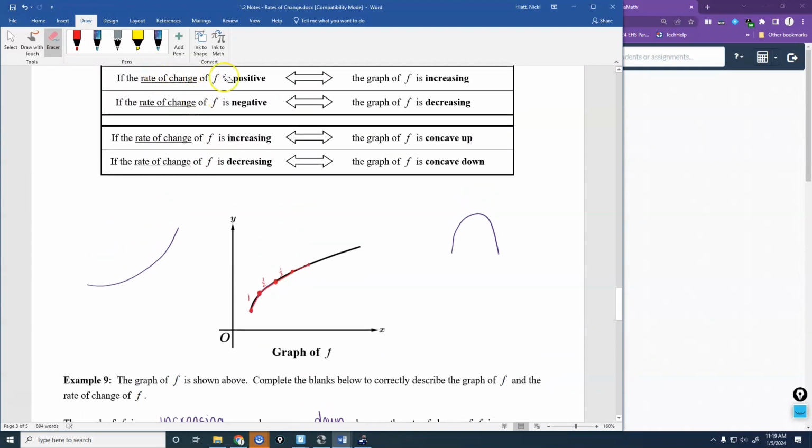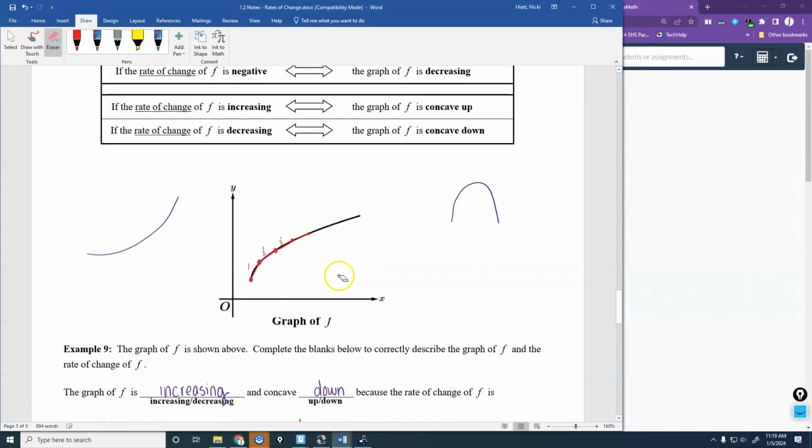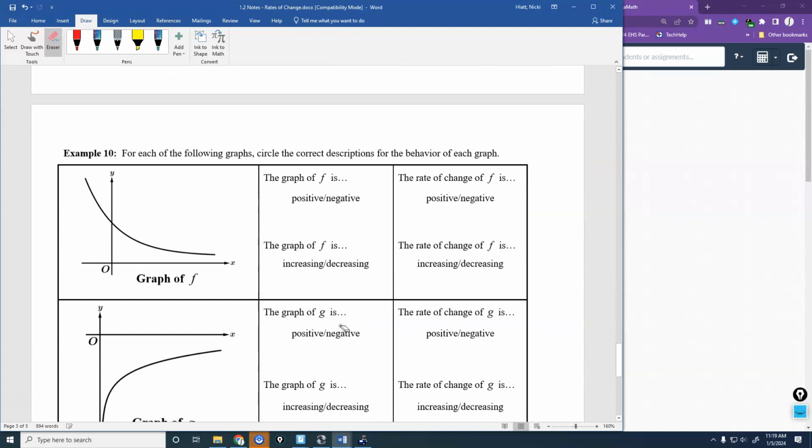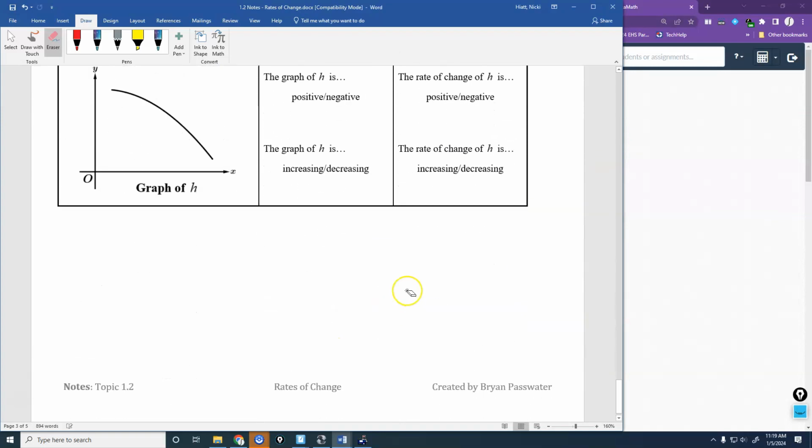Because what they did, they put rate of change first and the function over here. On the next line, the rate of change, which is in red for us here, if it is decreasing, then we are increasing. Decreasing, we're concave down, which matches here. Okay.